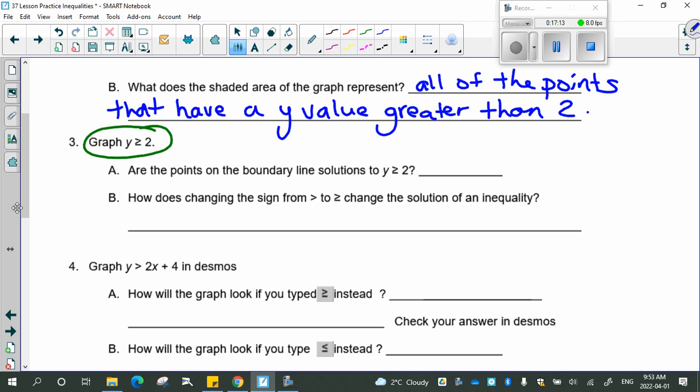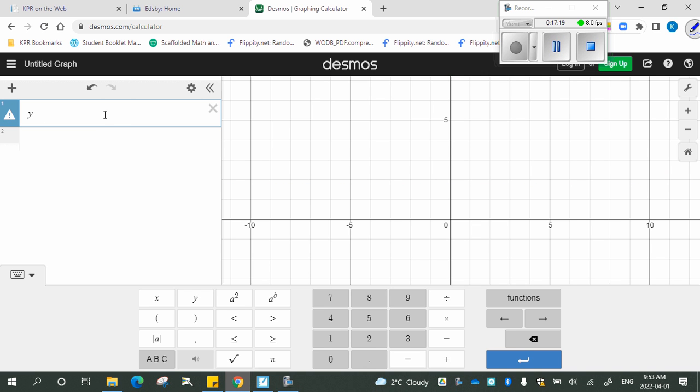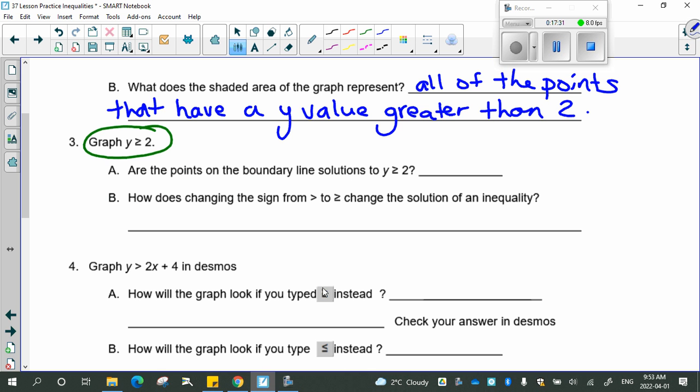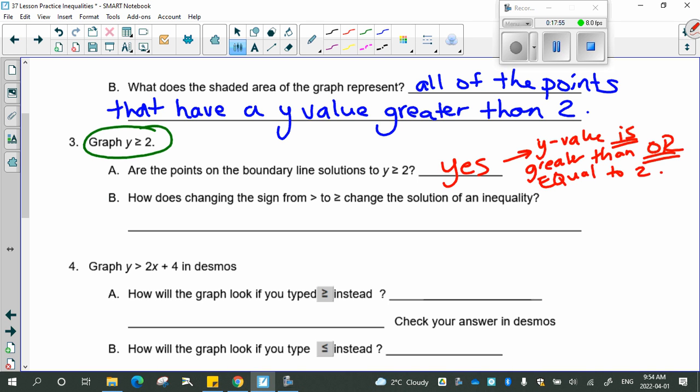First, I just want to show you that that's true. So we'll go to Desmos here. I'm going to switch that greater than to greater than or equal to 2, and you see the boundary line is now solid. All right, so are the points on the boundary line solutions? Yes, they are. They have a y value that is greater than or equal to 2.